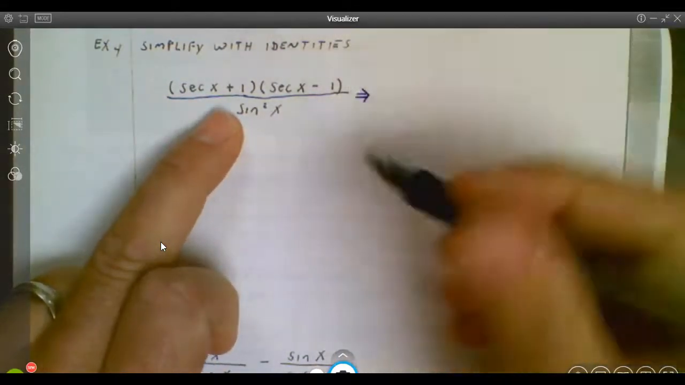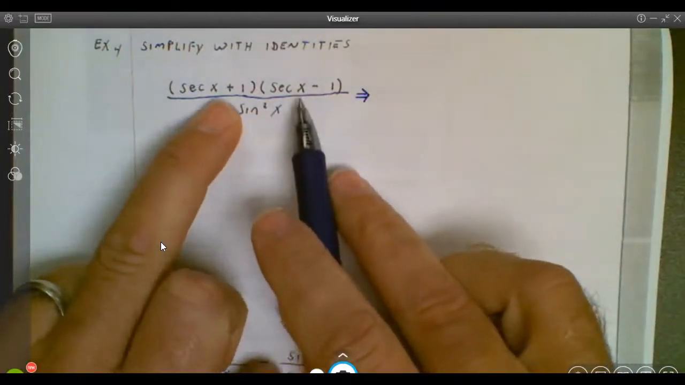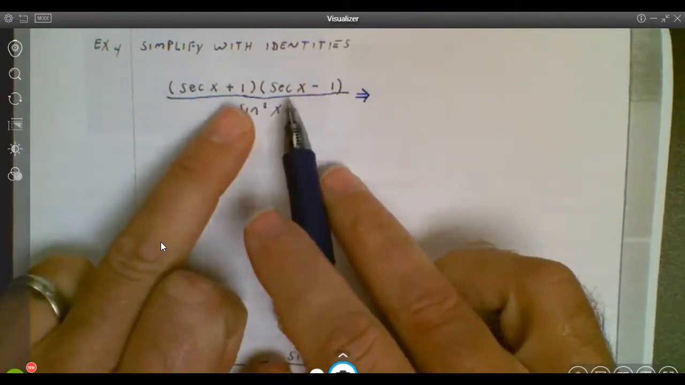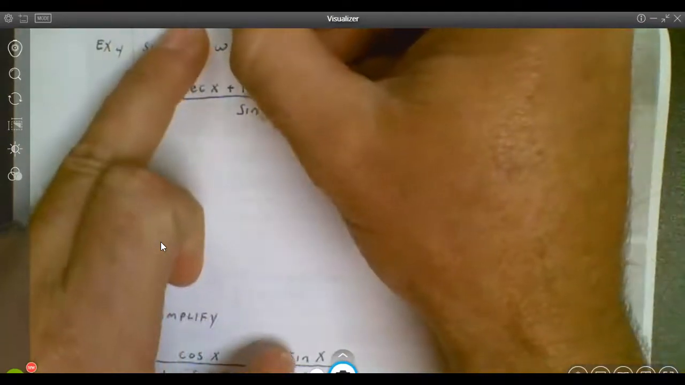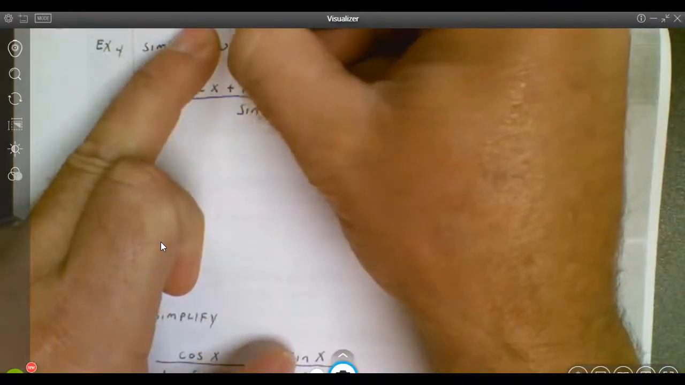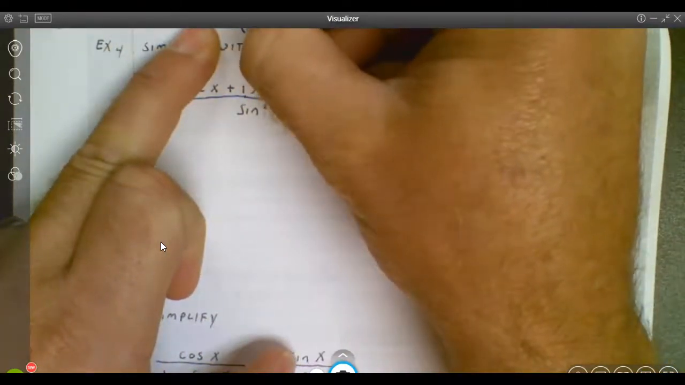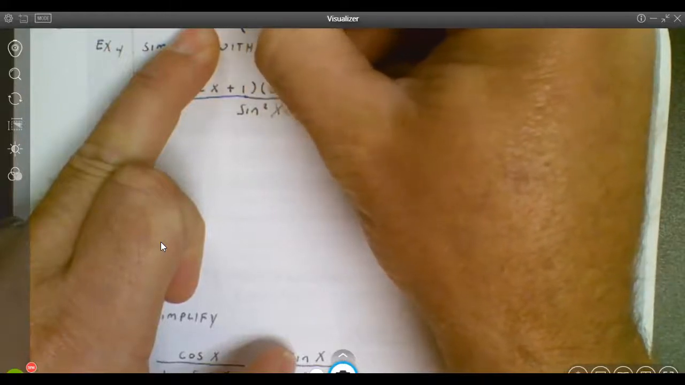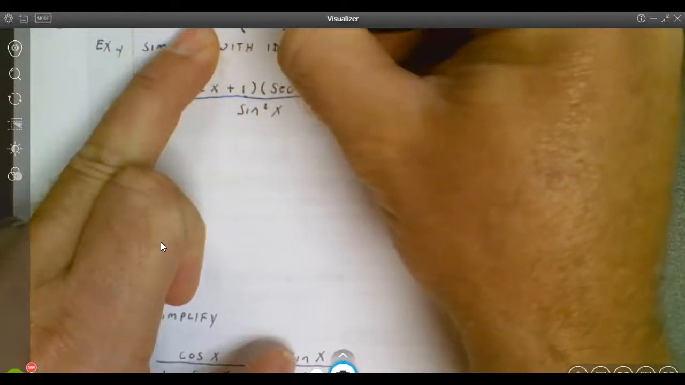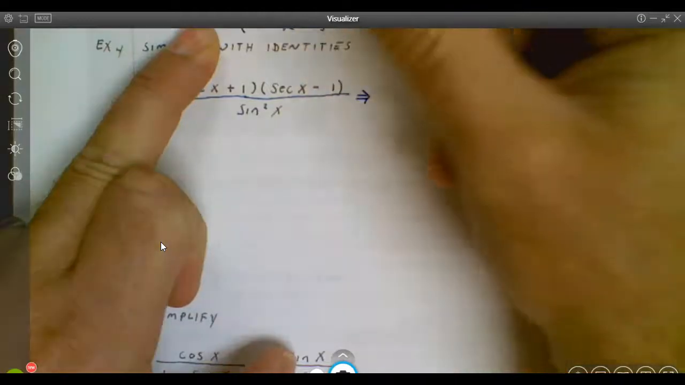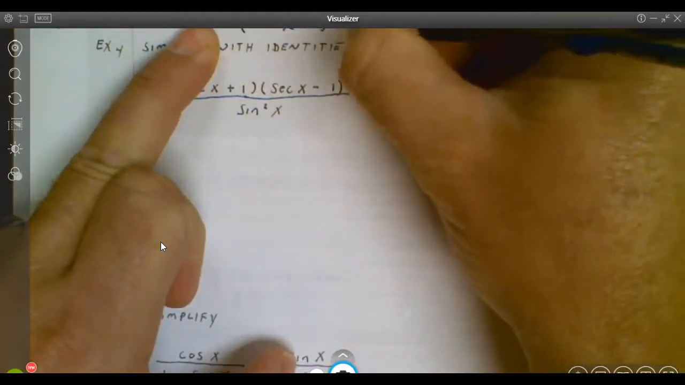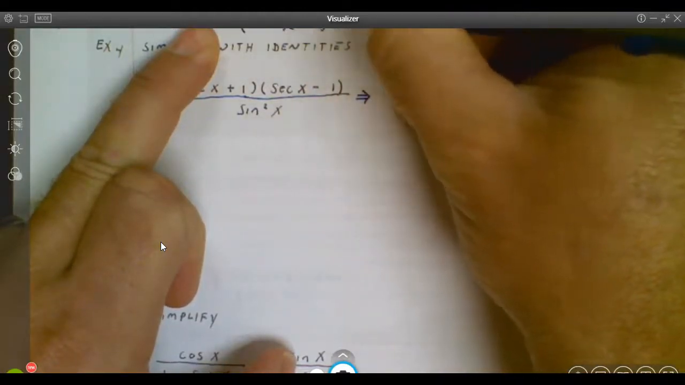If you look on top, we have conjugates, right? I have secant plus 1 times secant minus 1. So think way back to your basic factoring that you've done for years now. If I did a plus b times a minus b, if you were to FOIL that or distribute, you're going to end up with a squared minus b squared.